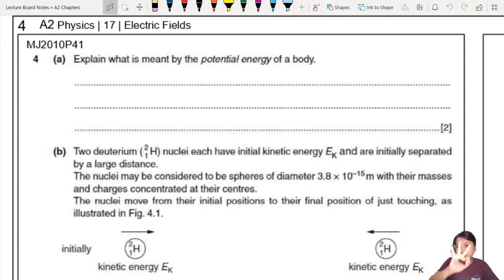Today I'm going to show you 3 examples, and I encourage you to try it out first. If you have not already done them, go check the video description to see what questions they are. Go find the past year question and try it out.